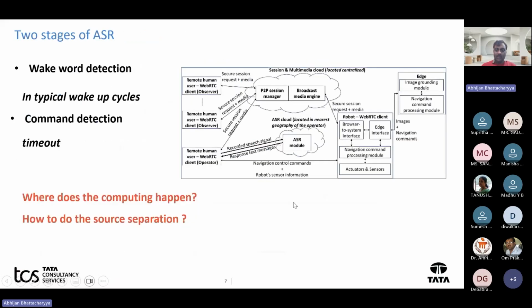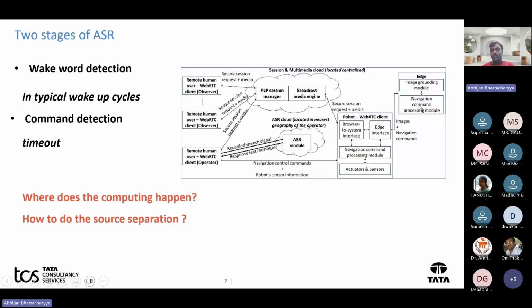What will happen is that the ASR module does not have any connection with the robot. Once the ASR module detects a command, it will send that response to the human user, and the detected text will go to the robot, where the text will be analyzed and the navigation command will be processed. If it finds something related to the current scene or environment, it will go to the image grounding module, and the navigation will happen accordingly.